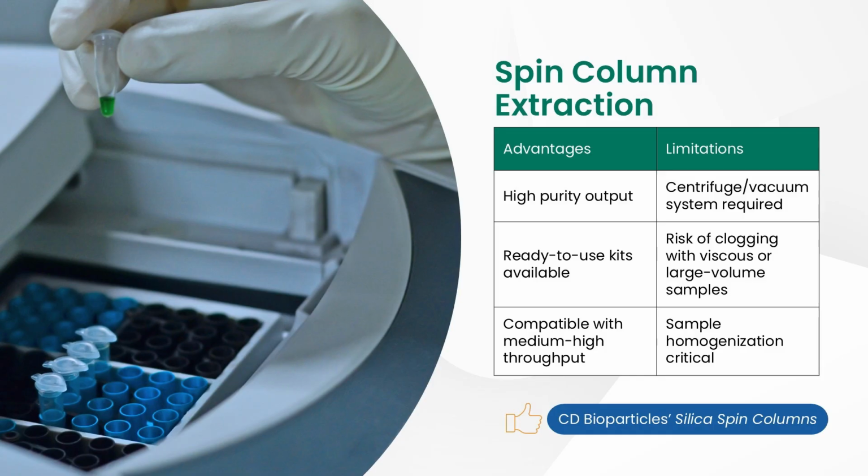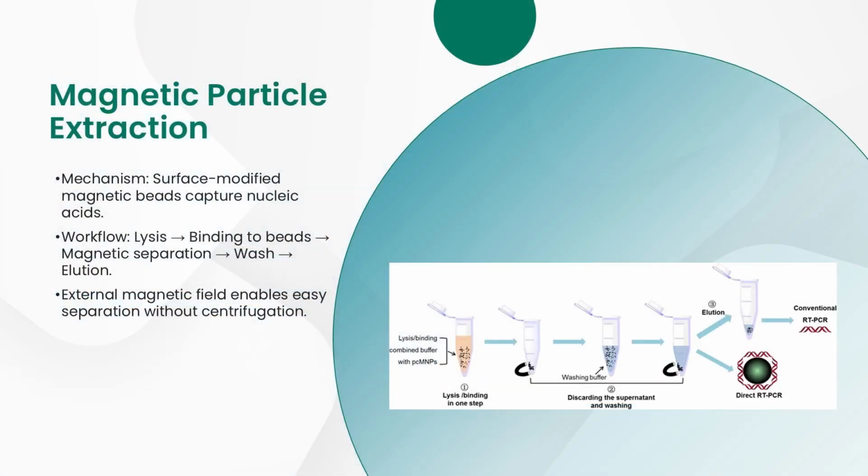Next, let's turn our attention to magnetic particle extraction, a more modern and automation-friendly method. In magnetic particle extraction, nucleic acids bind to the surface of functionalized magnetic beads. When an external magnetic field is applied, the beads are immobilized, allowing impurities to be washed away easily. Finally, purified DNA or RNA is eluted. This approach eliminates centrifugation and makes it especially well suited for automation. Let's compare the advantages and disadvantages of this method.